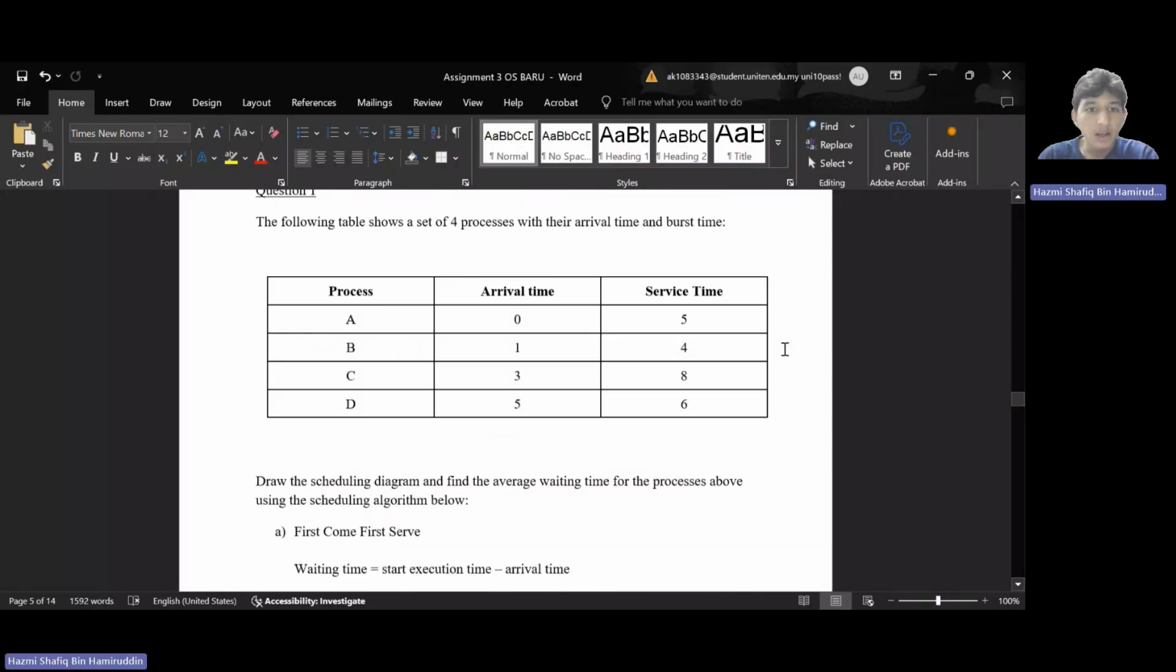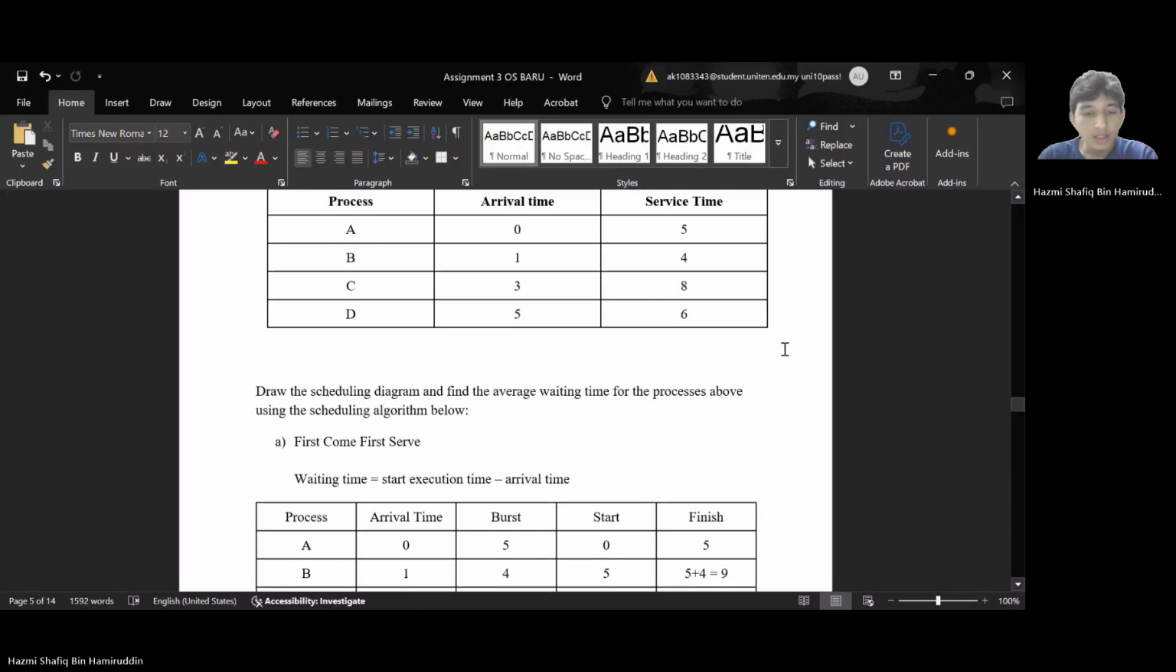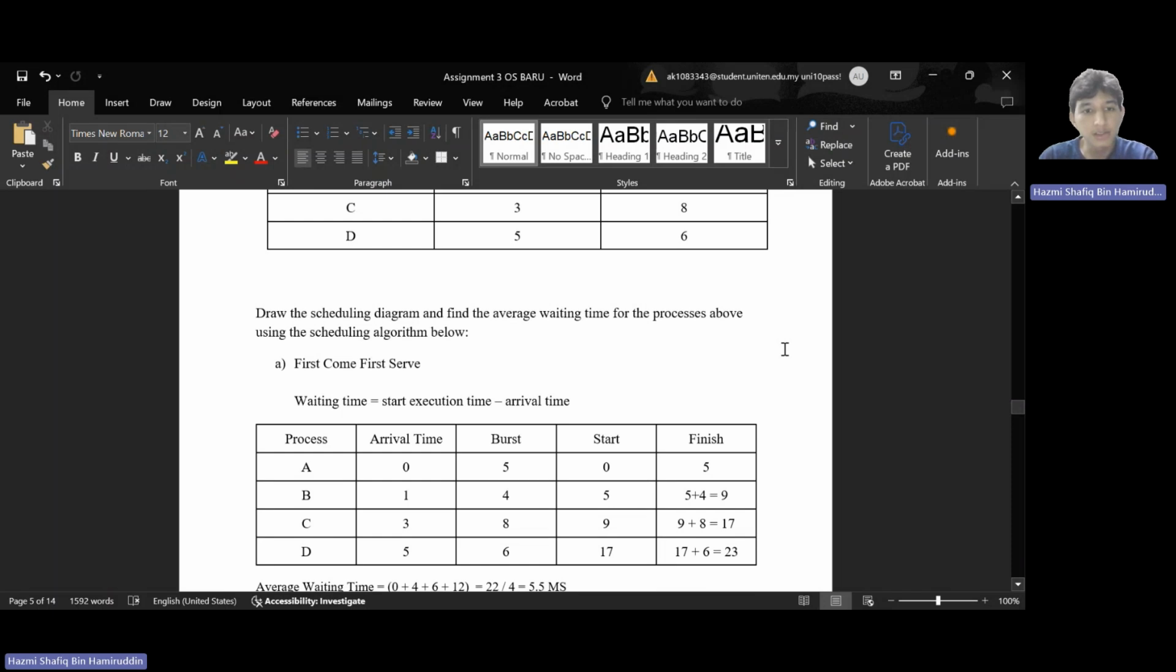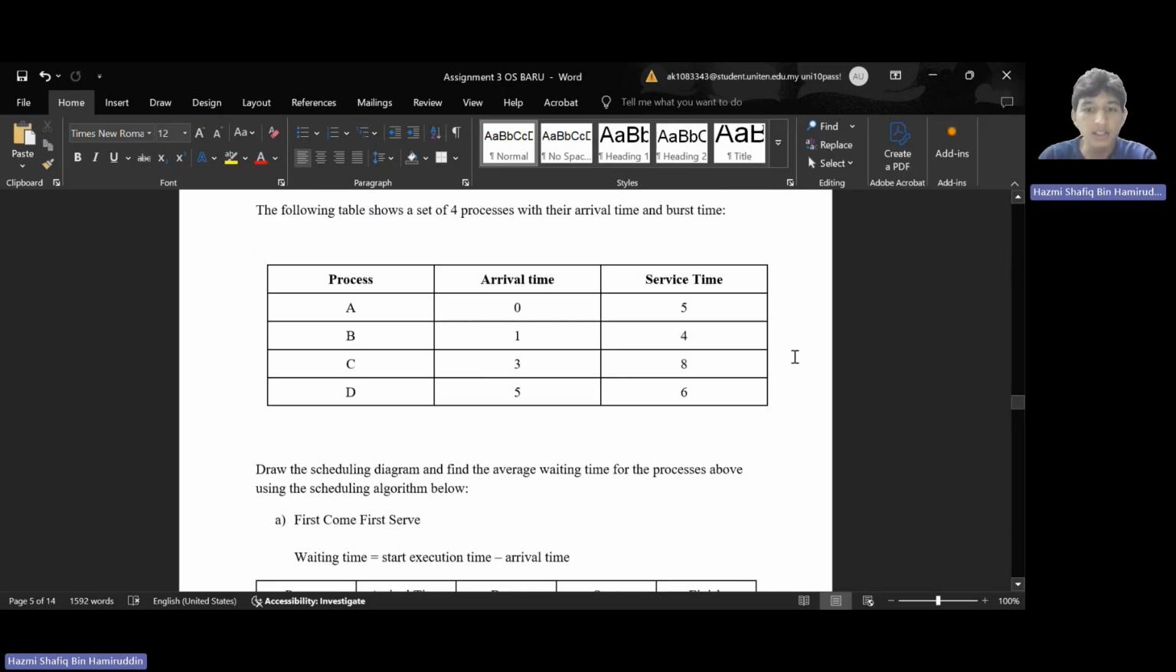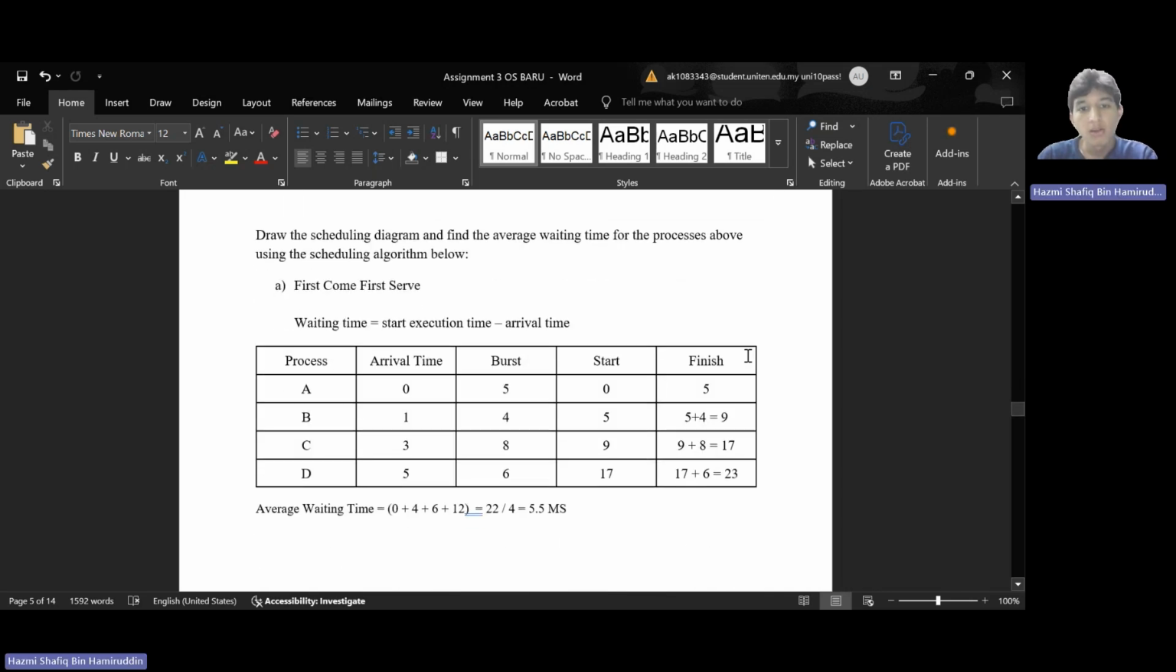Algorithm question. Question 1A. For first come first serve, draw the scheduling diagram and find the average waiting time for the processes above using the scheduling algorithm below. So, to find the waiting time, how to calculate waiting time with first come first serve: the process start execution time minus arrival time.